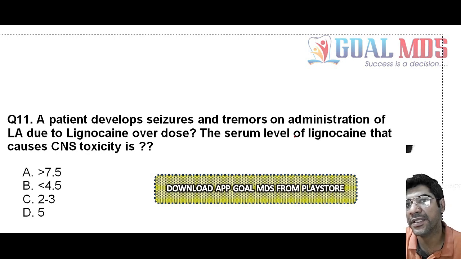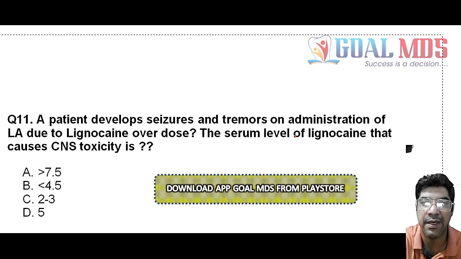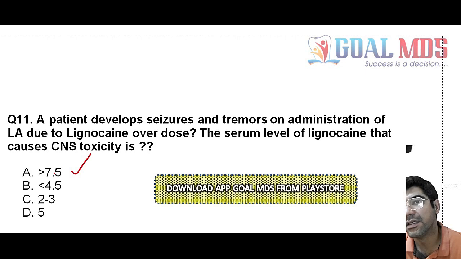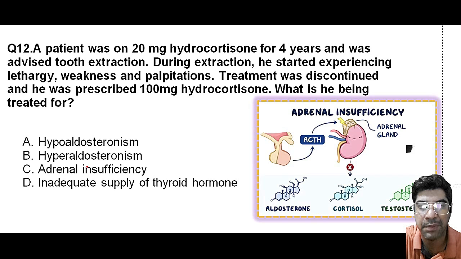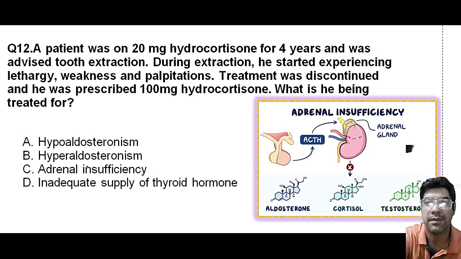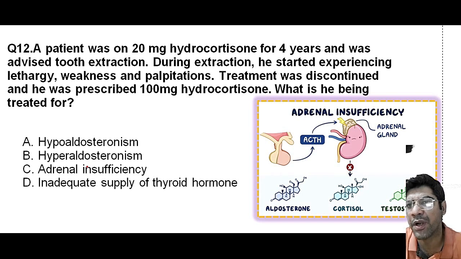A patient develops seizures and tremors on administration of LA due to lignocaine overdose. What is the level of lignocaine that causes CNS toxicity? So the answer is A. It should be greater than 7.5 micrograms per milliliter. Lignocaine, we know, is a local anesthetic, and an excess level of it in the bloodstream can lead to CNS symptoms like tremors, seizures, and other neurological disturbances. So remember this value from your entrance exam point of view.